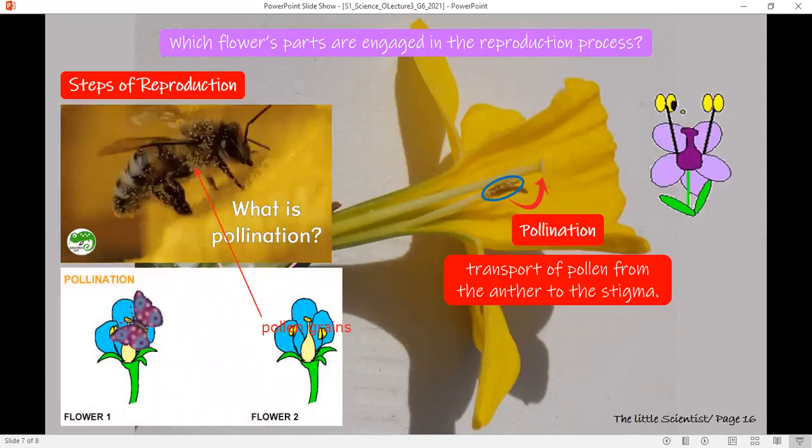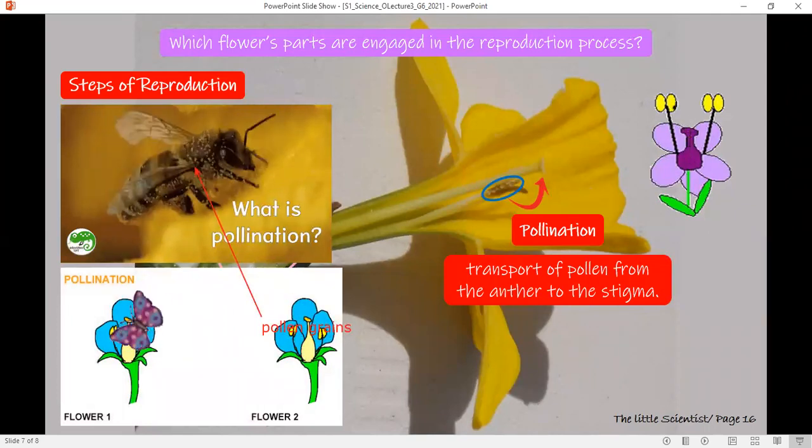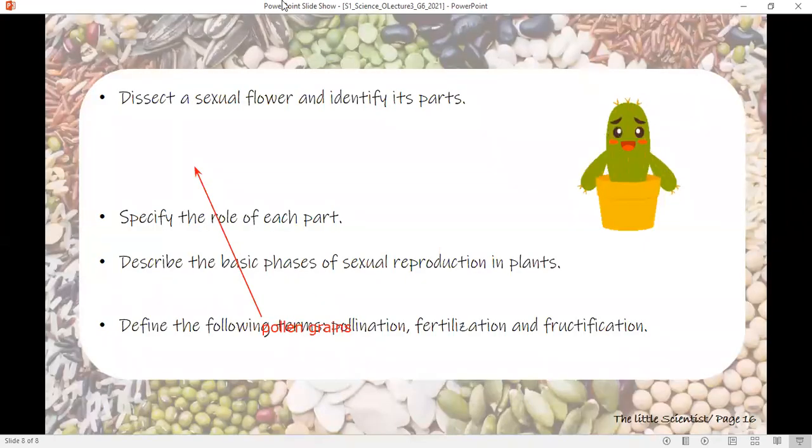Here is a butterfly moving pollen grains from an anther of a flower to the stigma of another flower. Same idea, same species, same type of flowers. And that's all for today.